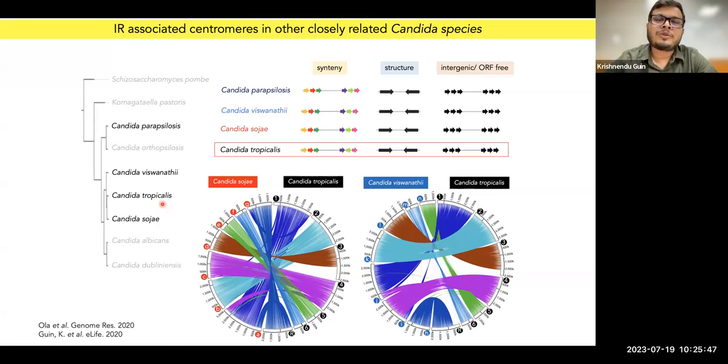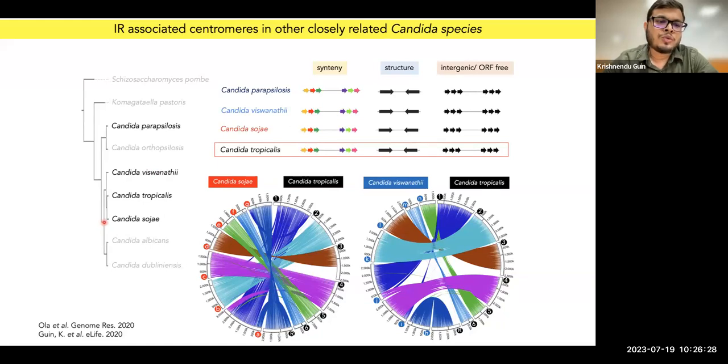So we argued that in the last common ancestor, the DNA sequences of all 7 centromeres could be highly identical, and the sequence identity of the homogenized centromeres could facilitate the inter-centromeric translocations. So as you can see here, we have the phylogeny of different species, and Candida tropicalis is here. You have Candida albicans here. So we have this last common ancestor of Candida tropicalis and Candida albicans here.